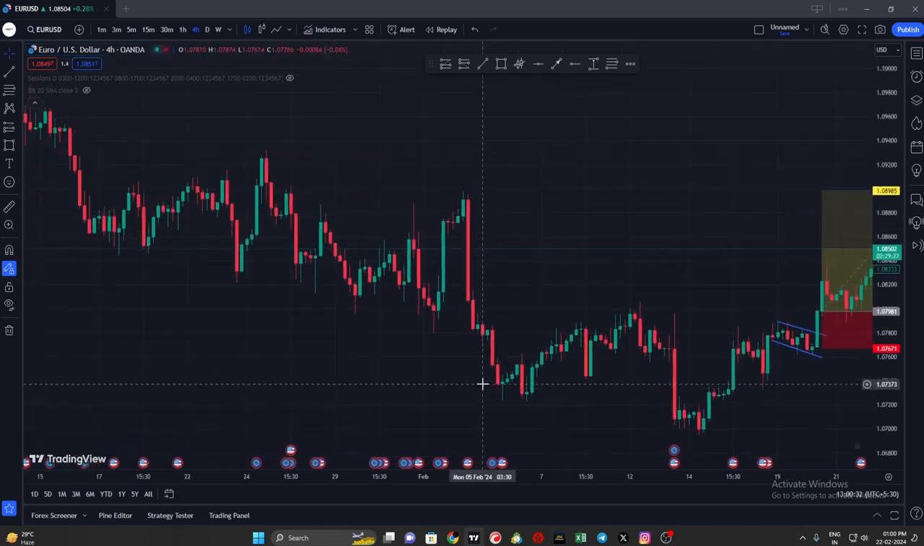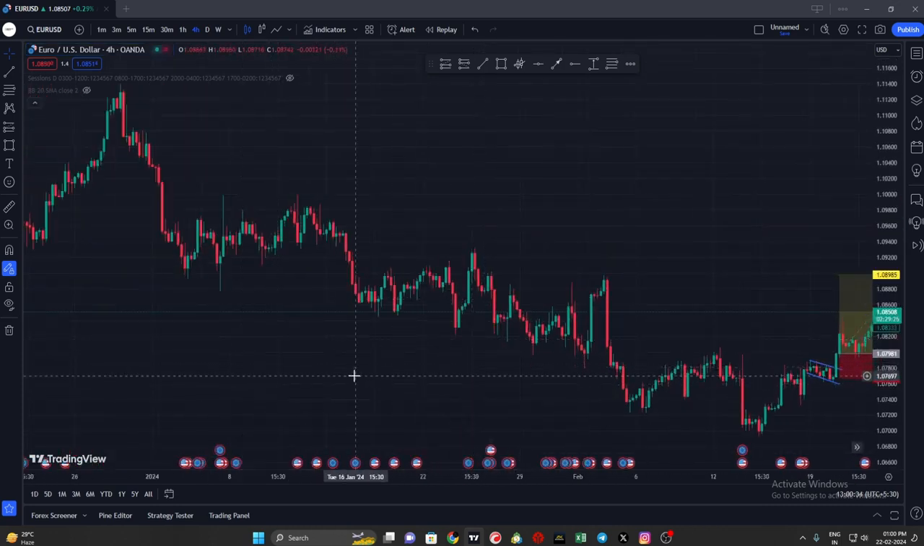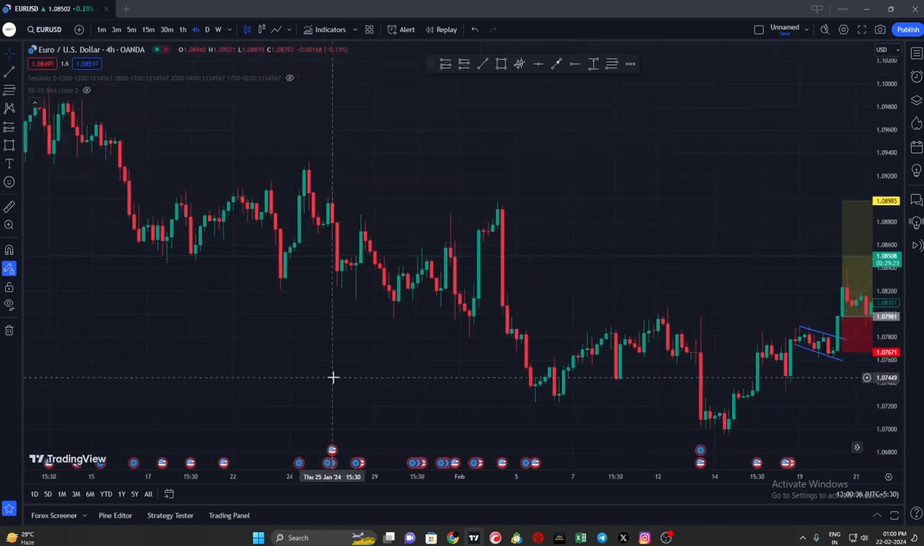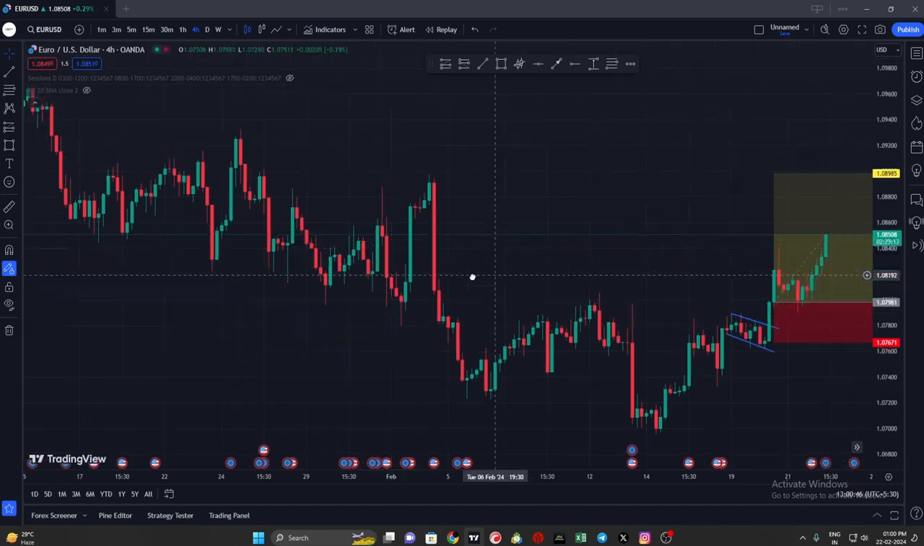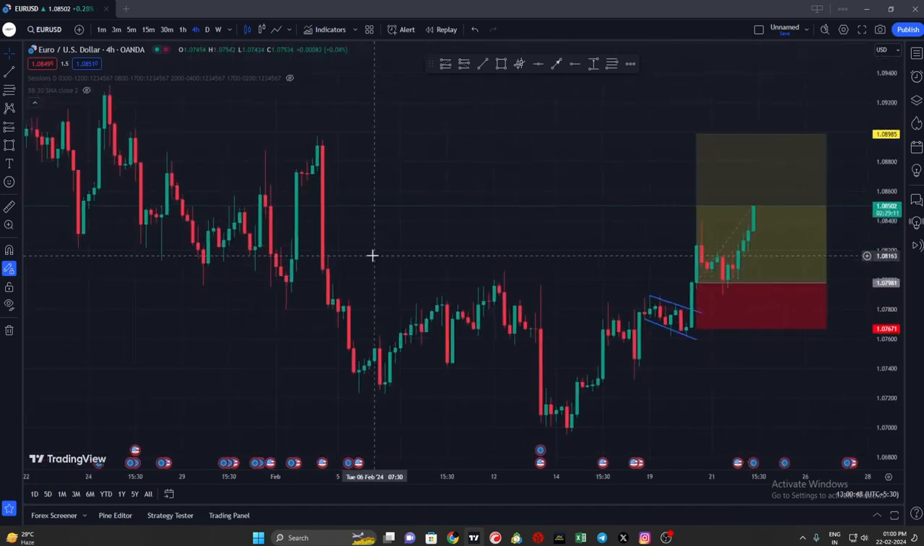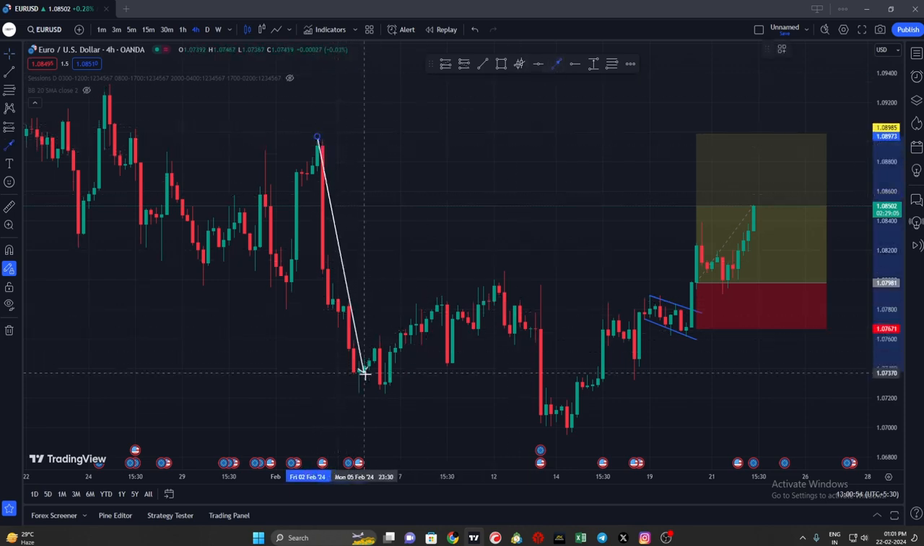Let's move a little bit to the left-hand side and see what happens. Here you can see that this is a pure consolidation. We can't take any trade here because everything is messed up. So what we have to do is just wait and see what happens, and then take a trade. Now here you can see that we had a very big drop.